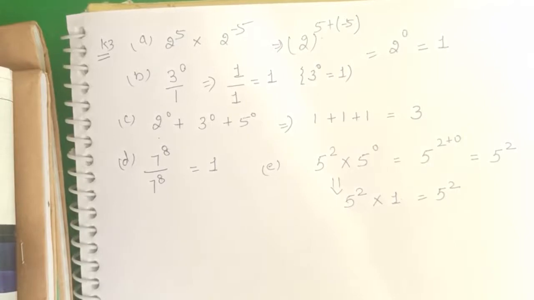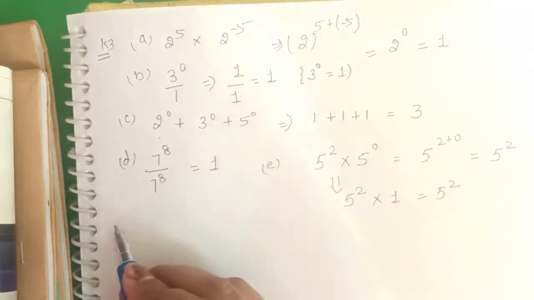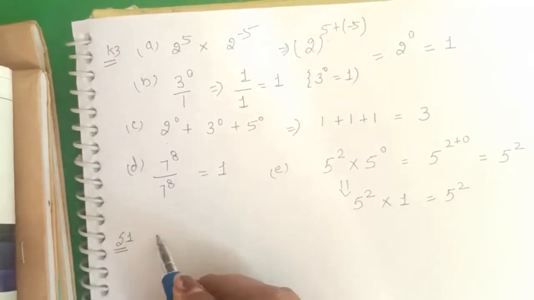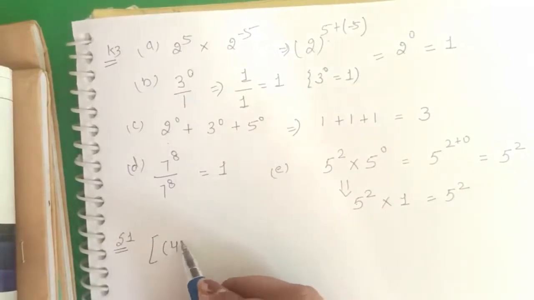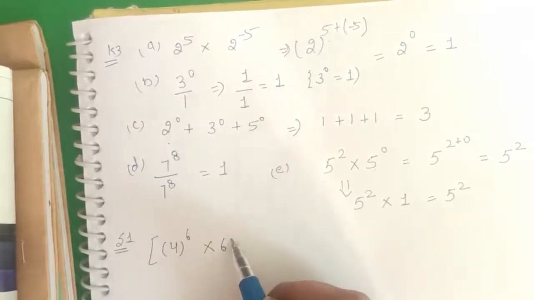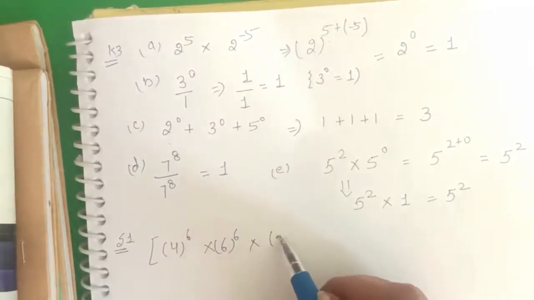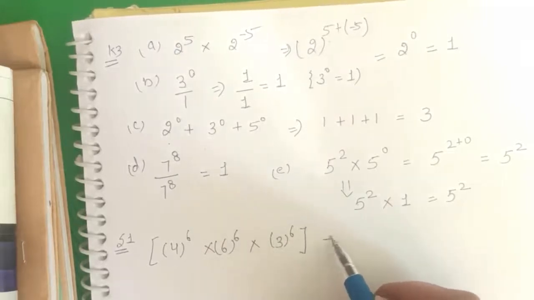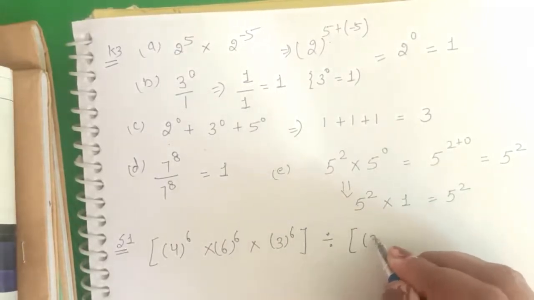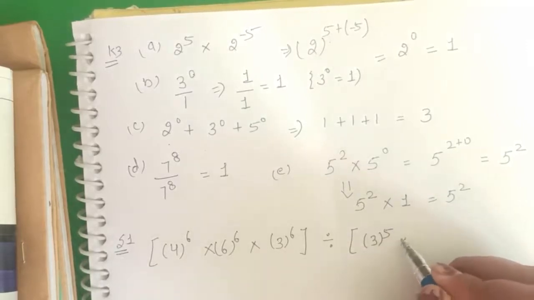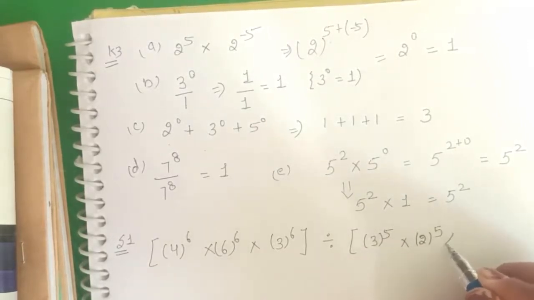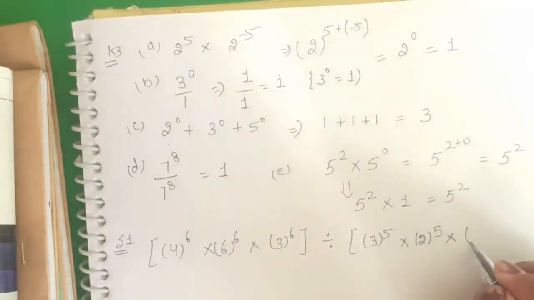Now, K1, K2, K3 we have done. Come to the S1. Simplify the expressions using the law of exponents. So this is a big bracket, then small one, 4 to the power 6 multiply 6 to the power 6 multiply 3 to the power 6. Bracket close, divide by 3 to the power 5 multiply with 2 to the power 5 multiply with 12 to the power 5.